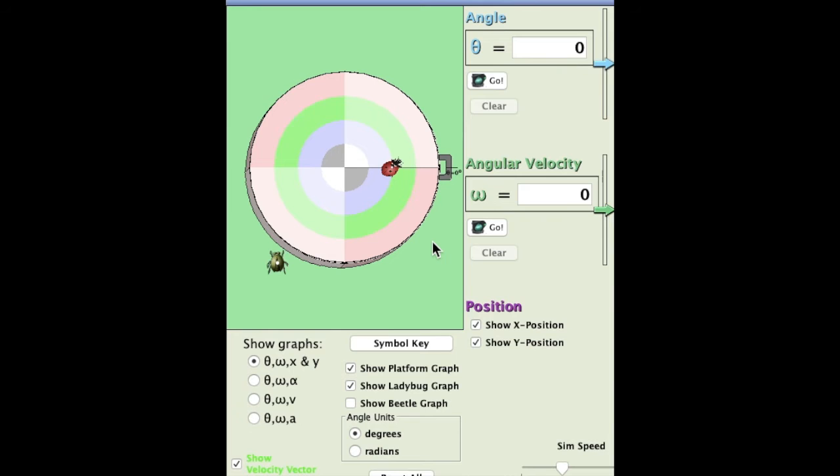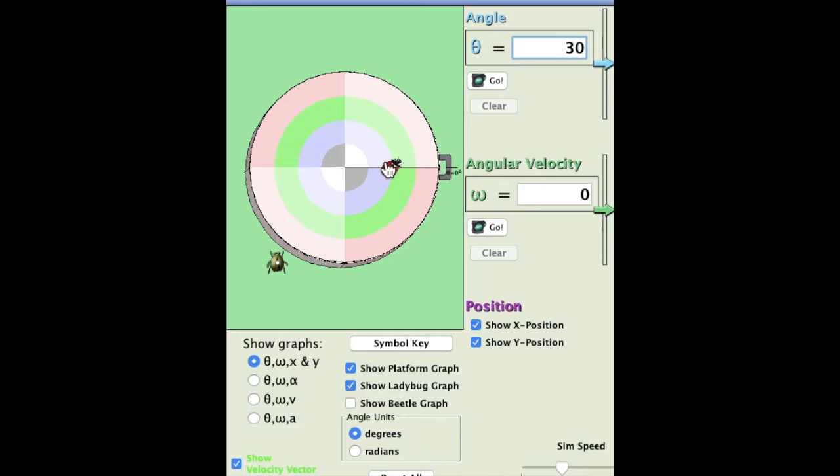Try to visualize what we mean by angular displacement. In physics, the symbol for angular displacement is this. Let's say, for example, we have here 30 degrees. We can express it in degrees or radians. This time, let's try to express it in degrees.